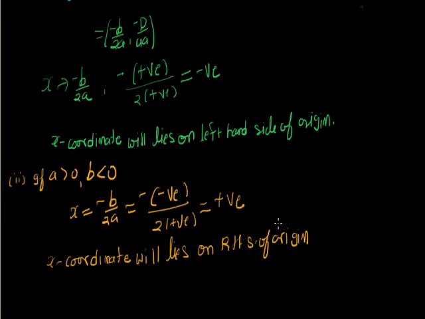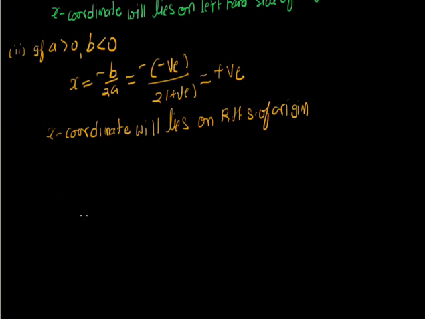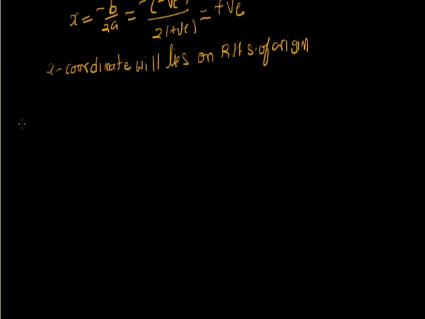Okay, so these are the four parameters on which the graph of the quadratic polynomial depends: the sign of a, sign of b, sign of c, as well as the sign of d. Now let us plot the graph of the quadratic polynomial. We can understand this through some examples.